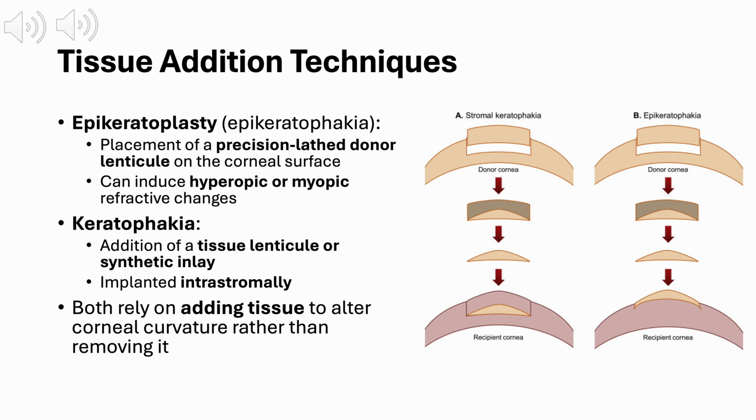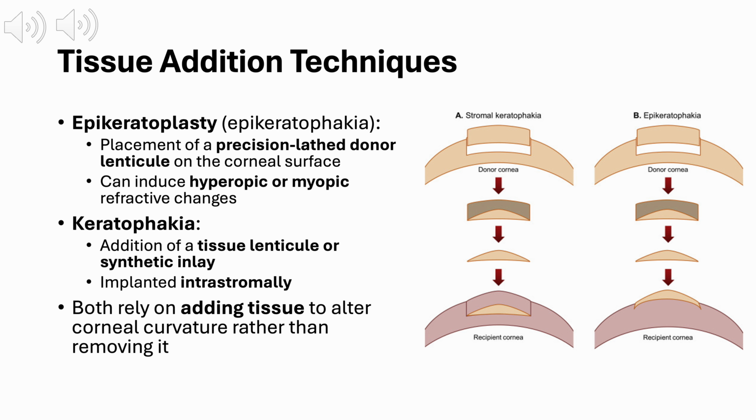This slide reviews tissue addition techniques, which take a fundamentally different approach from laser ablation. Epikeratoplasty, also called epikeratophakia, involves placing a precision-lathed donor lenticule onto the surface of the cornea. By adding tissue rather than removing it, this technique can induce either hyperopic or myopic refractive changes, depending on the shape of the lenticule. Keratophakia works on a similar principle, but places the tissue deeper.